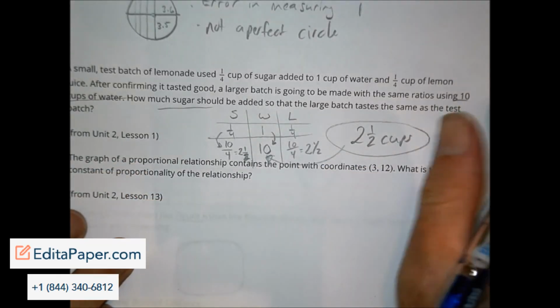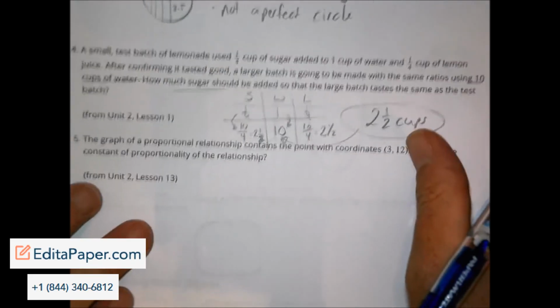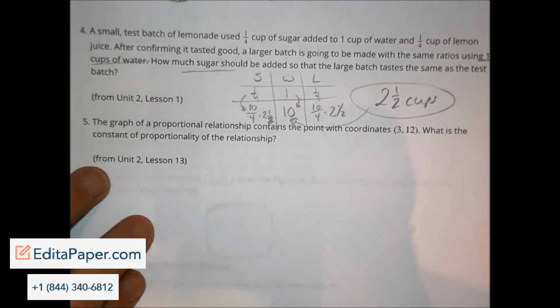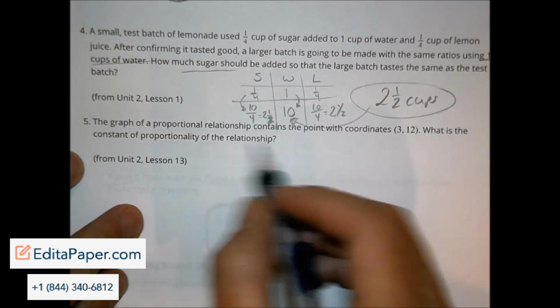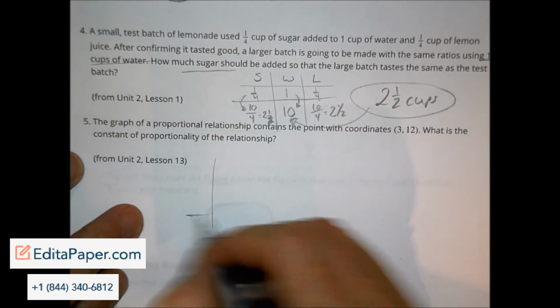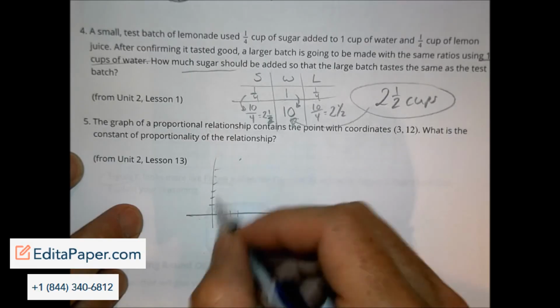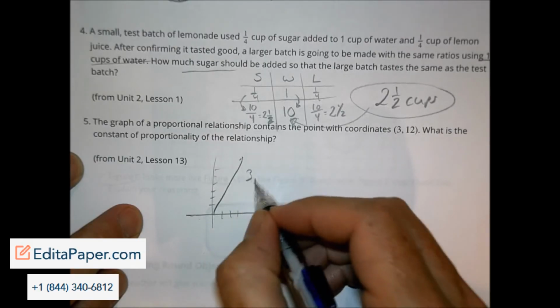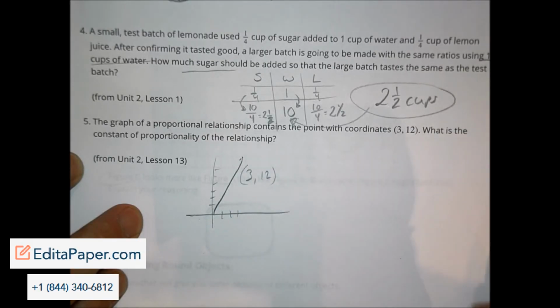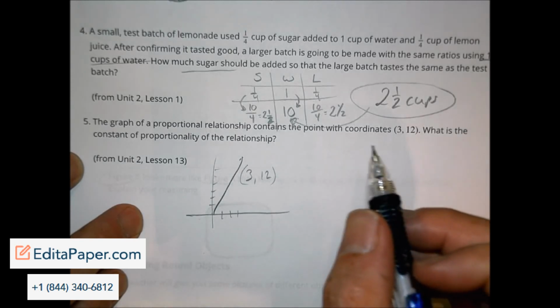All right, and number 5. It says the graph of a proportional relationship contains the point with coordinates 3, 12. So it's like here 1, 2, 3, and up here at 12, way up here. So I have this 3, 12. There's my graph, 3, 12. What is the constant of proportionality of the relationship?